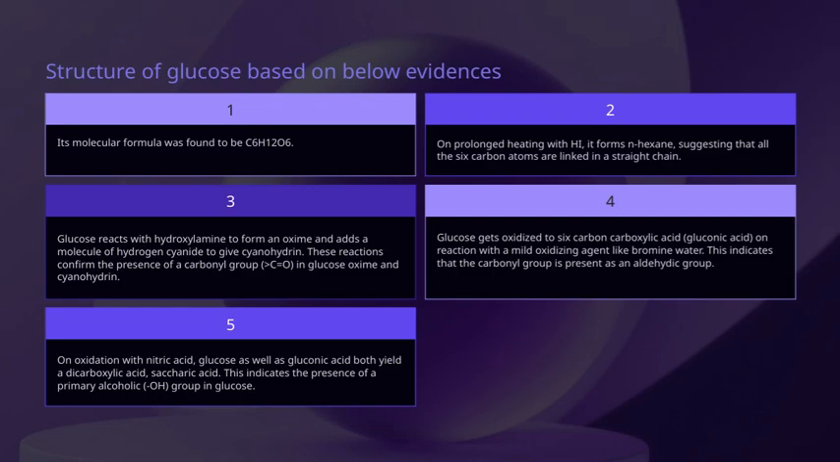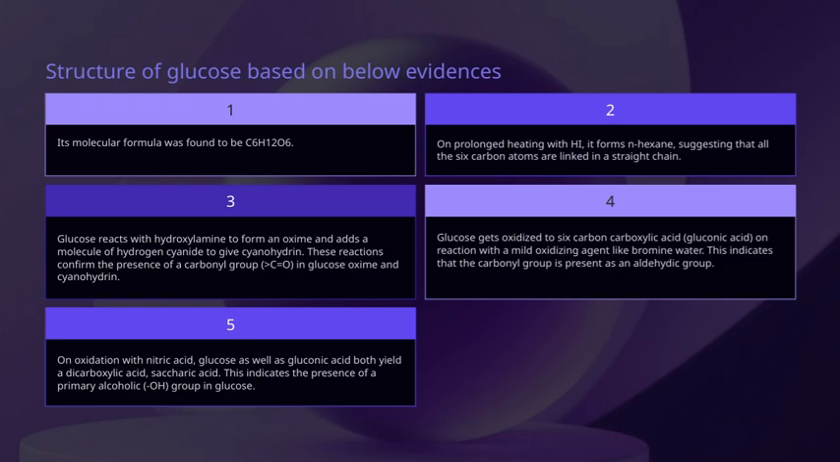When glucose reacts with a mild oxidizing agent like bromine water, it gets oxidized to a 6-carbon carboxylic acid called gluconic acid. This reaction indicates that glucose has an aldehydic group, which is essential for this oxidation process. Moving on, if we heat glucose with hydrogen iodide, or HI, for a prolonged period, it eventually forms n-hexane. This tells us that all 6 carbon atoms in glucose are linked together in a straight chain, confirming its open-chain structure in certain conditions.